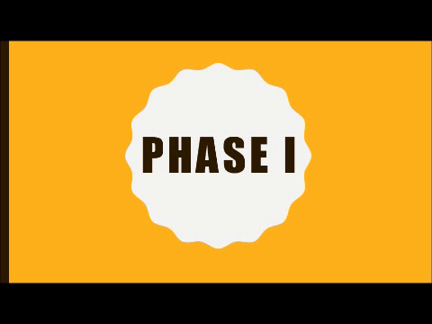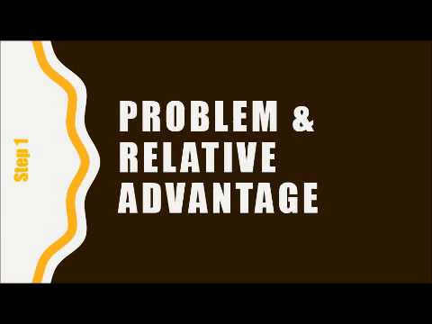Phase 1. Analyze teaching and learning needs. Step 1. Identify the problem and relative advantage. Well, the problem with this lesson in this area is that students find it boring. So, my relative advantage would be that technology offers attention-getting displays with opportunities for interaction and feedback.